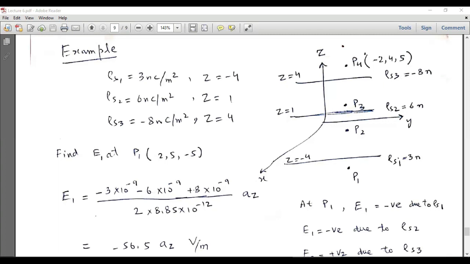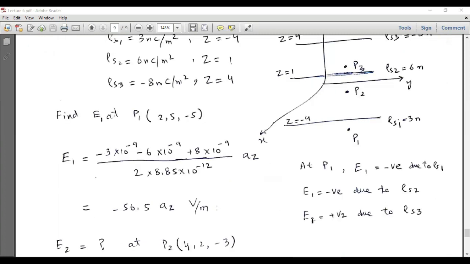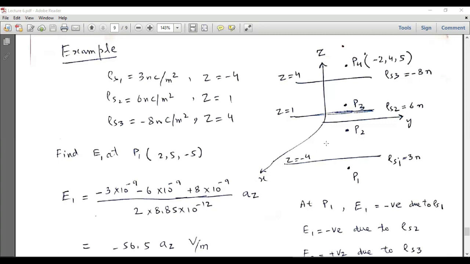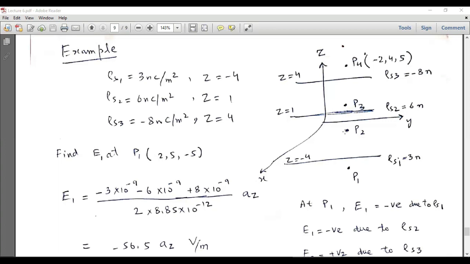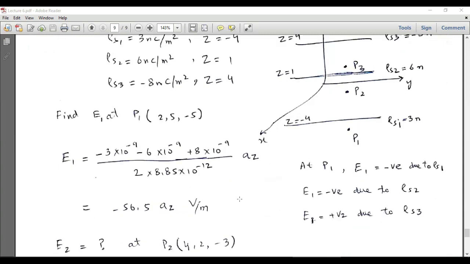So minus 3 minus 6 plus 8 nanocoulomb per meter square divided by 2 epsilon AZ. So the final answer is minus 56.5 AZ. Now my second point is P2, and P2 is actually 4, 2, minus 3, and since its Z component is minus 3, it will be lying somewhere here. It will be below the y-axis because z component is negative, but it will be above this sheet because z component for this sheet is minus 4 and the z component of this point is minus 3, so it will be located over here.